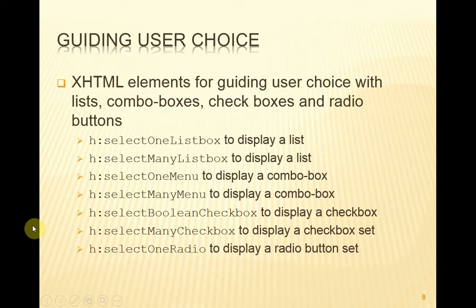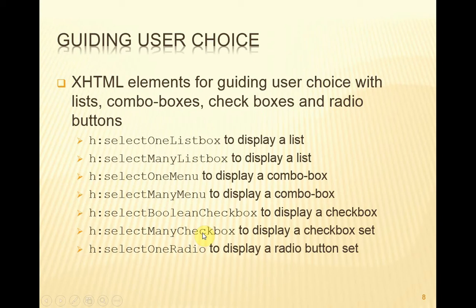In XHTML, we've got these 7 elements, and they pretty well do what the element name says they do. So this first one, for example, will provide a list box that will allow the user to select one value from that list. The next one will provide a list box from which the user can select many values, and so on. So we can display lists, we can display combo boxes, we can display check boxes. And in each of those 3 types, we can determine whether the user will pick one or many values.